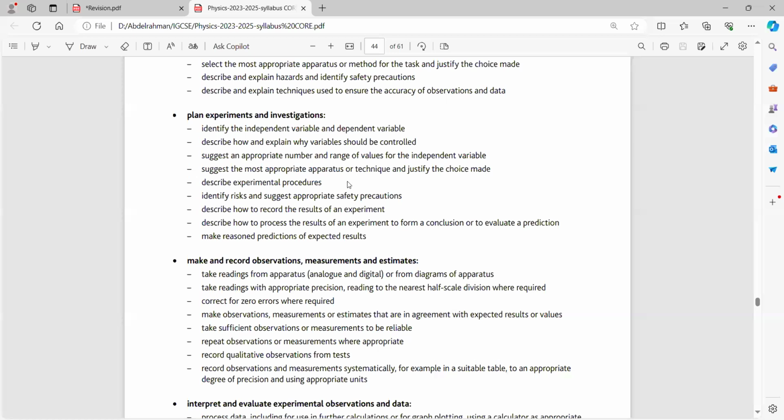The procedure, the method. What's the method? What should I do in the experiment? Okay, you have to write down that you will conduct 1, 2, 3, 4.